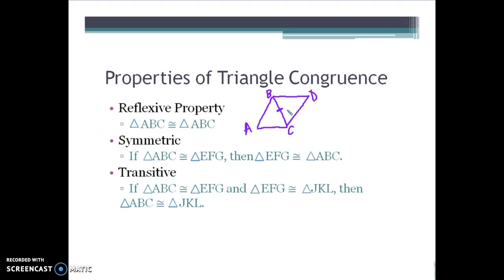Right? Another property is the symmetric property, and that just says that if ABC is congruent to EFG, then EFG is congruent to ABC. Right? It works both ways. And the third is transitive. Transitive means if ABC is congruent to EFG and EFG is congruent to JKL, then ABC must be congruent to JKL. Right? Because if they're all congruent to each other, ABC's got to be congruent to JKL.